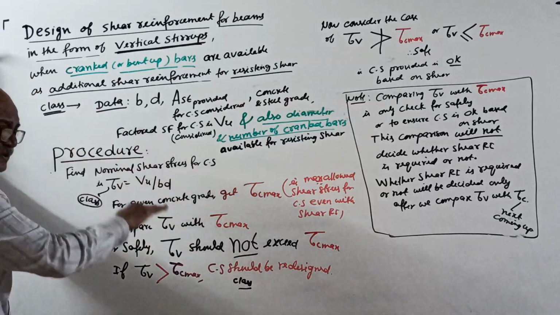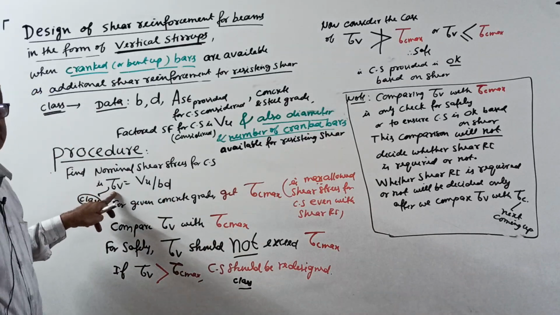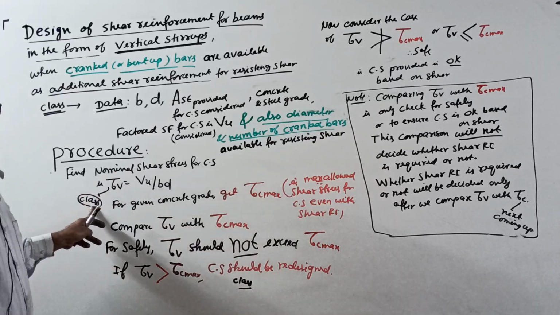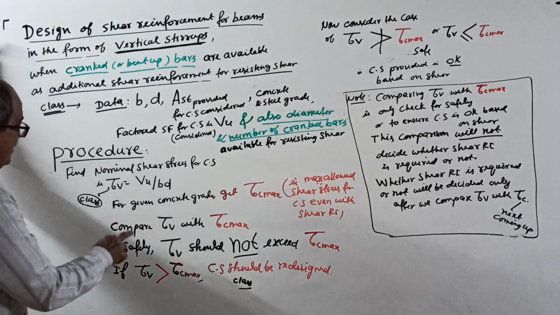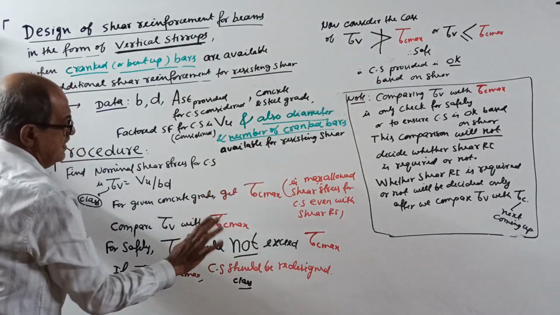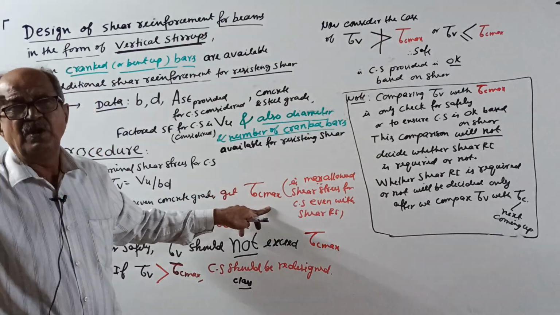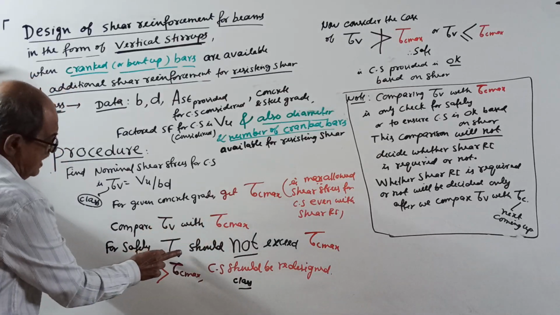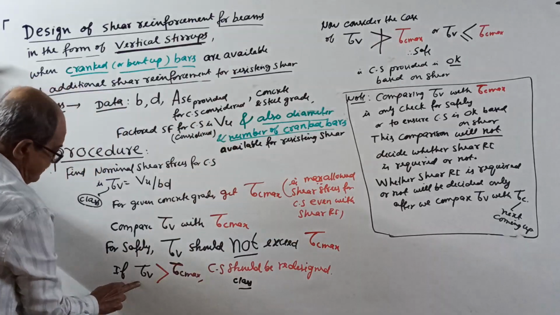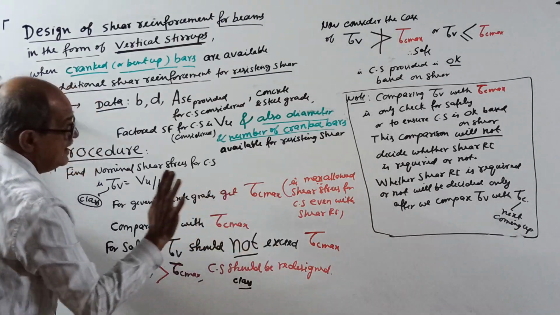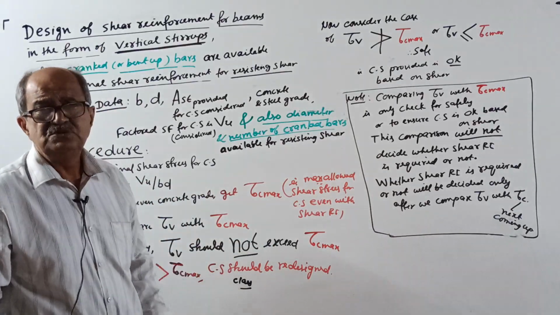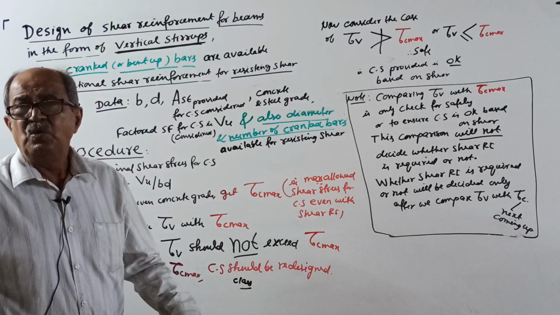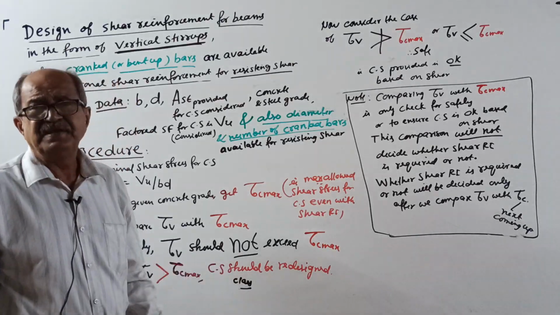Procedure. Ditto same. Find nominal shear stress tau v, Vu by bd. I told in the class, it is not nominal, it is the actual stress to be resisted. For the given concrete grade, get tau c maximum. I will not tell now. It is told more than 10-15 times. Compare tau v with tau c maximum. For safety, tau v should not exceed tau c maximum. If tau v exceeds tau c maximum, the cross section should be redesigned. How to redesign? Not covered here. Long back I told. But anyway, in our present course, the decision is what? Cross section to be redesigned.